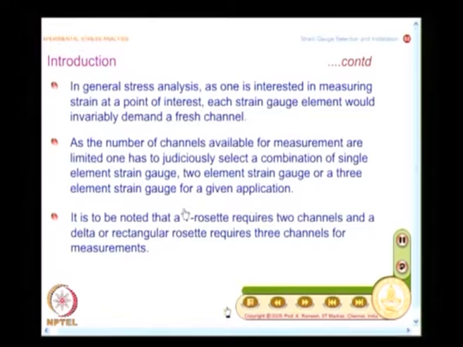And this is what is emphasized again. You need to know a T rosette requires 2 channels, and a rectangular or delta rosette requires 3 channels for measurement. So, you should know the distinction between what you want to measure and how many channels you use. It looks very simple, but when you ask in the examinations, people make mistakes. So, have clarity in this aspect.